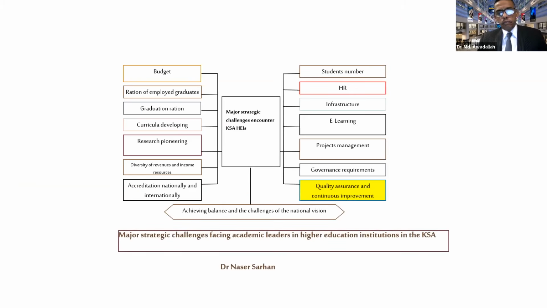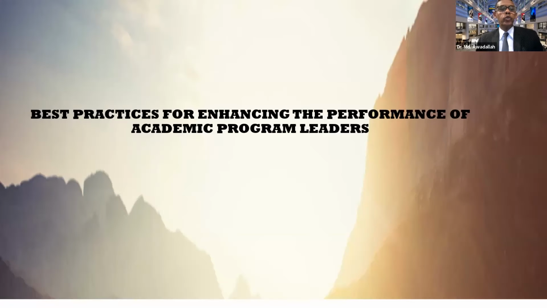So these are the challenges, and this diagram also shows the challenges regarding the budget, the ratio of employed graduates, the graduation ratio, and curricular developments. But we found that quality assurance, continuous development, and accreditation are among the main challenges for the academic program leaders. Here, there are best practices regarding enhancing the performance of academic program leaders.